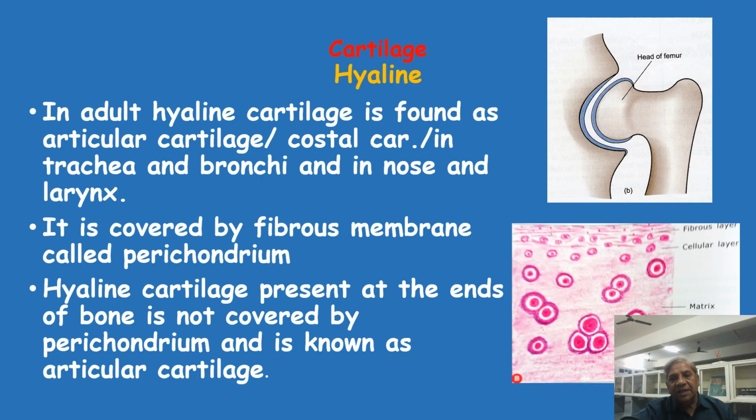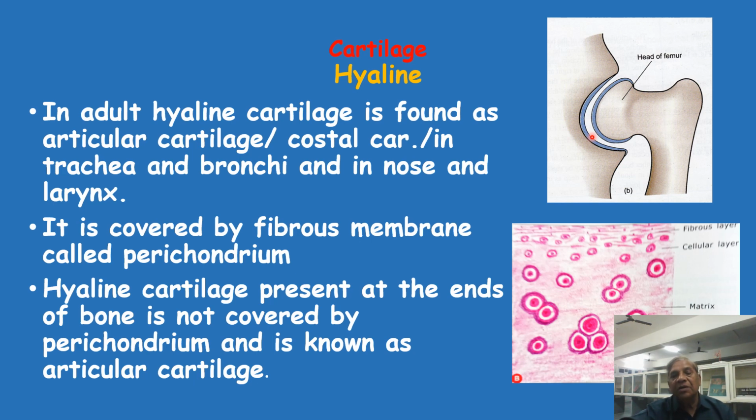Now, let us see the characteristics of the hyaline cartilage. In adults, the hyaline cartilage is found as articular cartilage. When I was teaching you joints, I said that the ends of the long bones which are involved in the formation of the synovial joint are covered by the articular cartilage, which is hyaline in nature. Similarly, our costal cartilages, that means the ends of our ribs which articulate with the sternum or the breastbone in the midline, are also cartilaginous and are hyaline cartilage.